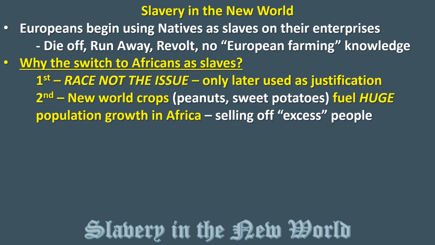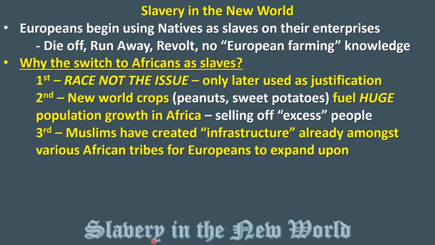The switch to Africans as slaves also has to do with New World crops. Crops that originate in the New World, such as peanuts and sweet potatoes, are then being sent back to Africa. And these New World crops are going to fuel a huge population growth of people in Africa. So that's going to start to put economic and ecological and environmental and sociological pressures on the people back in Africa. So one way we can view this African slavery is that the Africans themselves are selling off excess people that are there in Africa because of how many people are starting to be able to survive in Africa due to New World crops. If you go to Africa today, particularly sub-Saharan African nations, peanuts and sweet potatoes are a major part of their cultural diets, and that is a relatively recent phenomenon that is a development of this age of exploration.